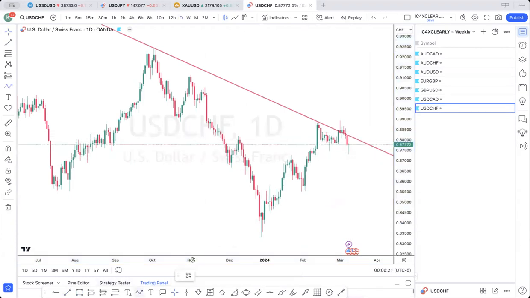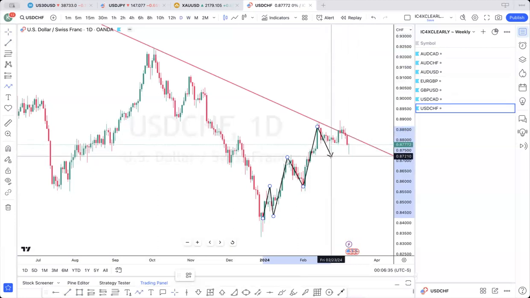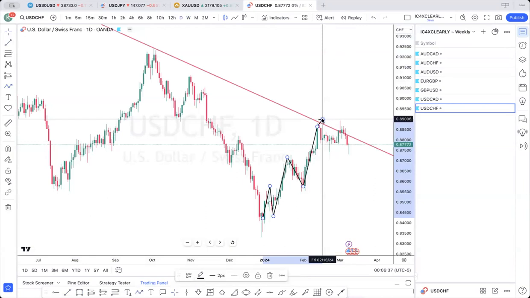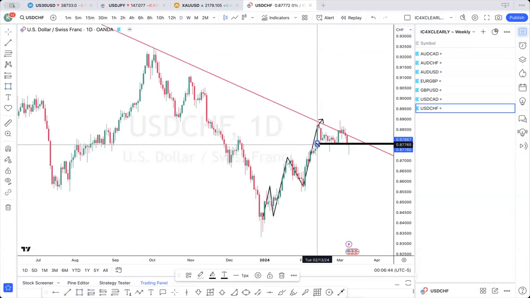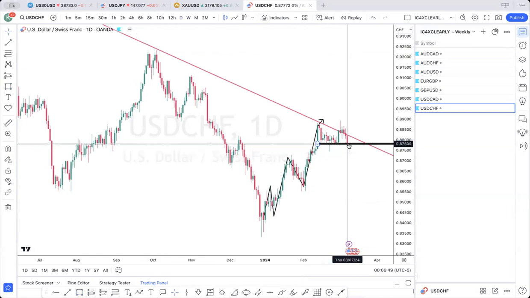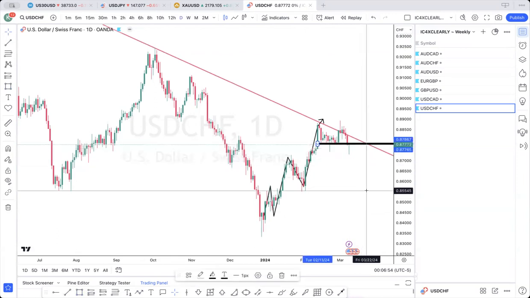If we look at market structure, you have this push up, pull back, 2 and 3. So price is here, price has pulled back. It has created a zone here. So you can either wait for price to break this level here, then pull back and continue selling.